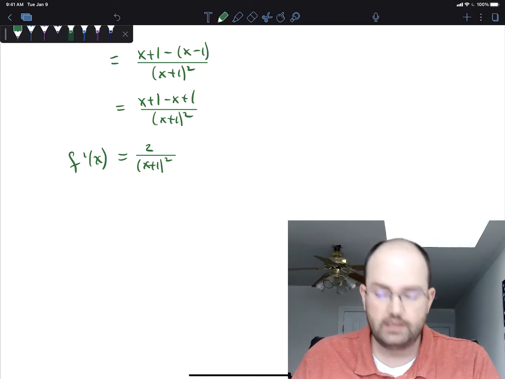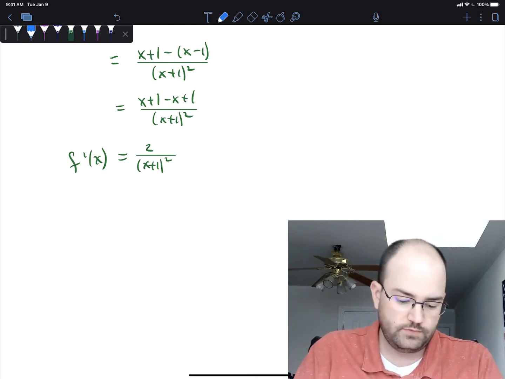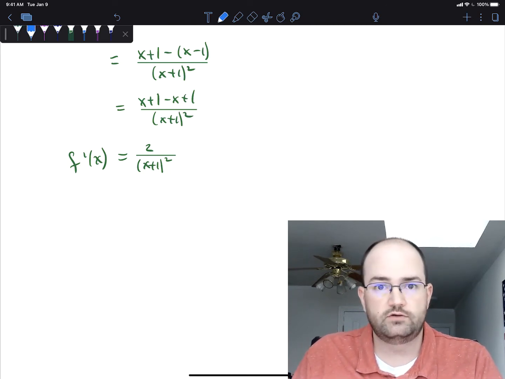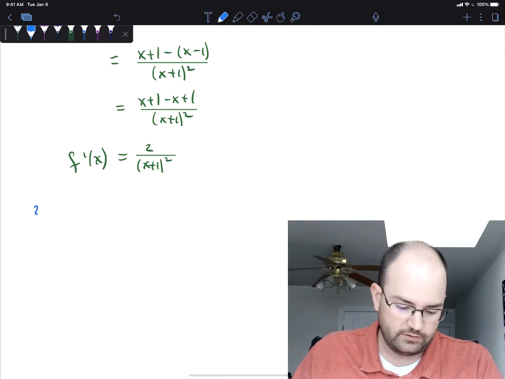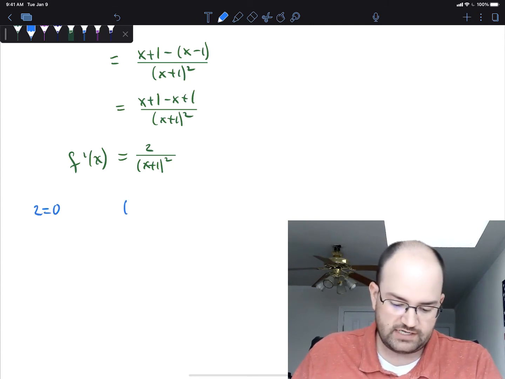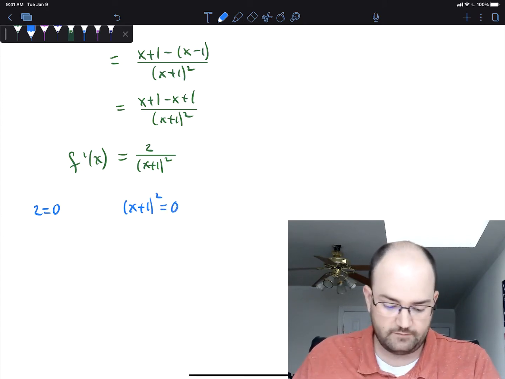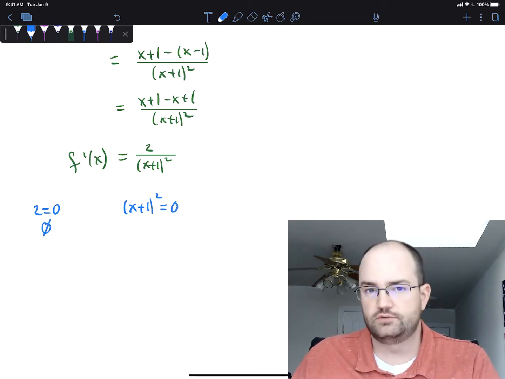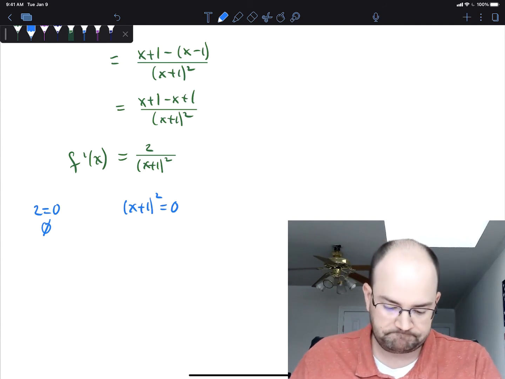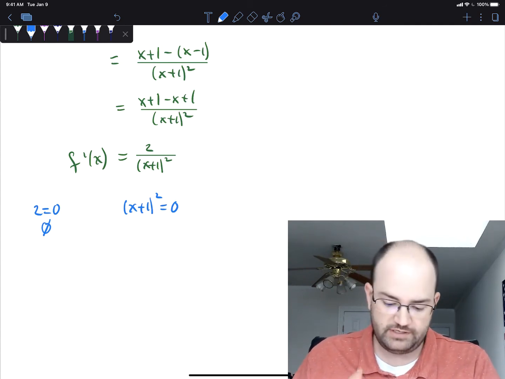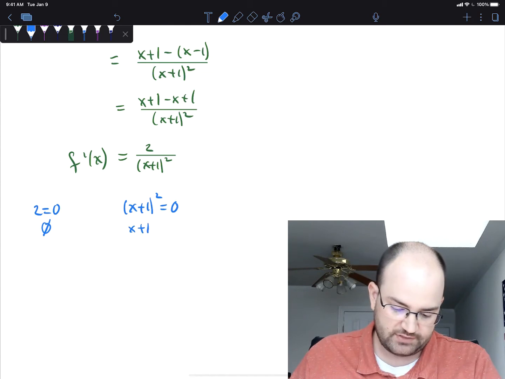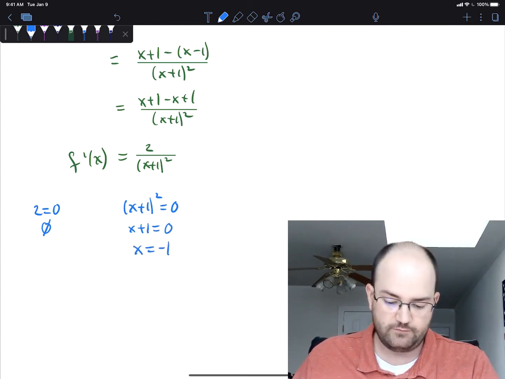Wonderful. Now that we have that, though, we can find where the critical numbers are. We take the numerator, set it equal to 0, and then take the denominator and set it equal to 0, and solve. The first one, there are no solutions because 2 is never equal to 0. For the second one, though, there is a solution. That's x plus 1 is equal to 0, which means x equals negative 1.